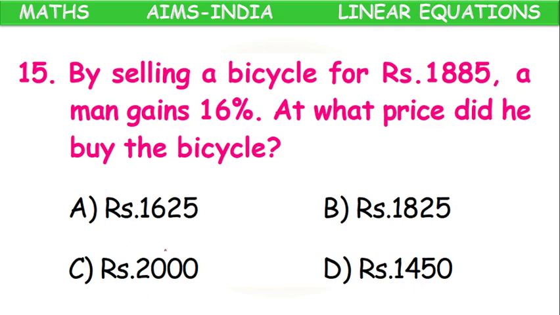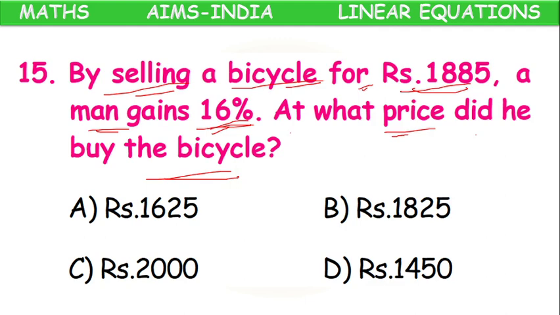Next question. By selling a bicycle for rupees 1885, a man gains 16%. At what price did he buy the bicycle? If we know the gain percentage, then we have a formula for selling price.